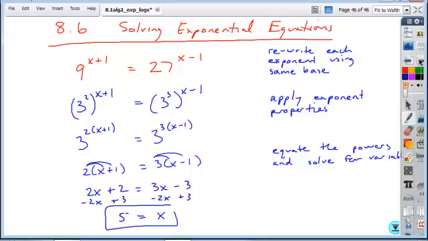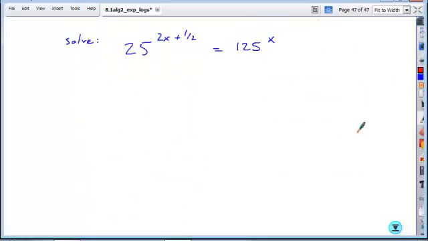Okay, so let's take a look at another example. In this problem, what can we rewrite the bases as? So, guys, quiet, please. So you get 5 squared to the power of 2x plus 1/2 is equal to 5 cubed to the x. Okay, now you apply the properties of powers.